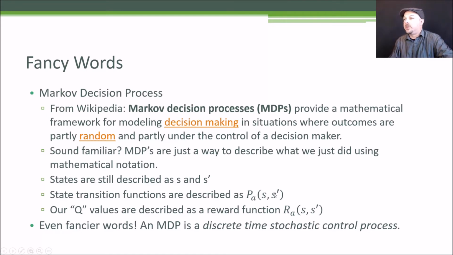And moving from one state to another is defined by a state transition function. So again, describing what we just did, only in mathematical notation and a fancier sounding word, Markov decision processes. And if you want to sound even smarter, you can also call a Markov decision process by another name, a discrete time stochastic controlled process. Holy cow, that sounds intelligent. But the concept itself is the same thing that we just described.